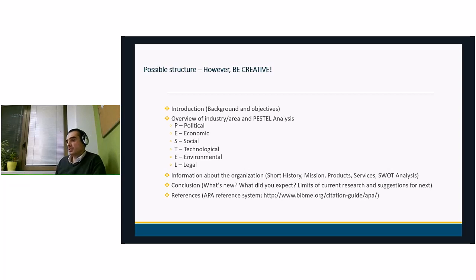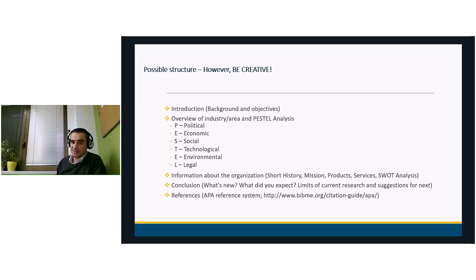And we continue with information about the organization and about the product, the specific service that you actually want to examine. Here you can write one or two paragraphs very shortly about the history of the organization, what the mission is, what products or services it offers, or you can focus on just one product and make a deeper analysis of what the future of this product will be. But this again is related to the objective of your research.